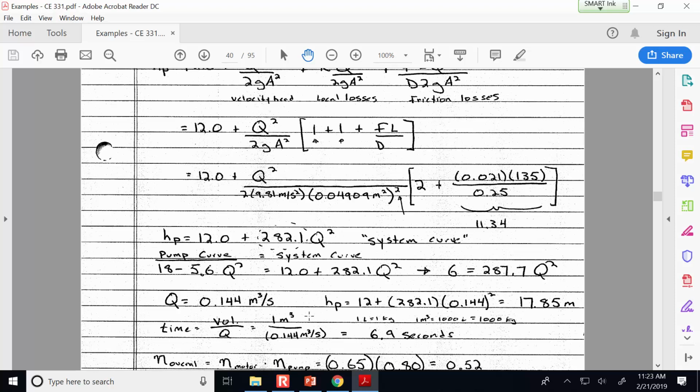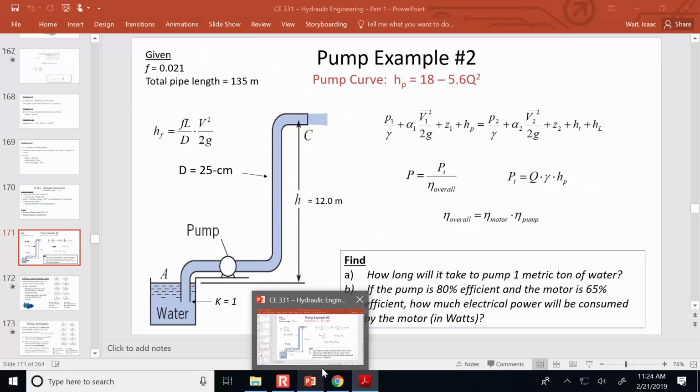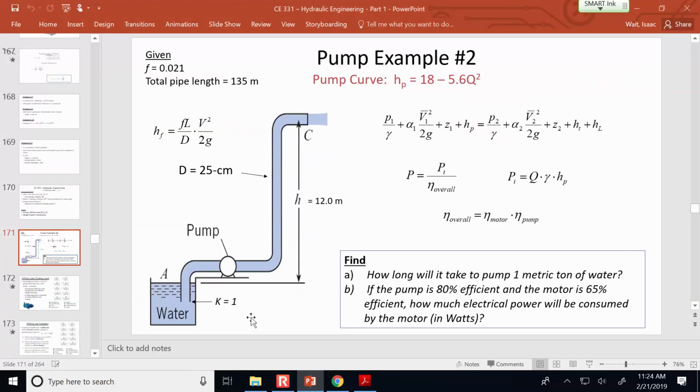But more to the point of what it was asking, how long does it take to pump a cubic meter? That's a metric ton, since the density of water is 1,000 kilograms per cubic meter. So it'll take about 6.9 seconds at this rate to pump the metric ton. Maybe a little more if the water level in the tank is going down, because if the water level in the tank is decreasing, then it's having to pump against a greater elevation difference. But assuming a constant head at the source, the flow rate will be constant.